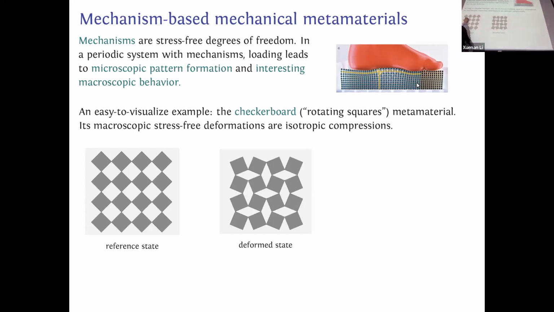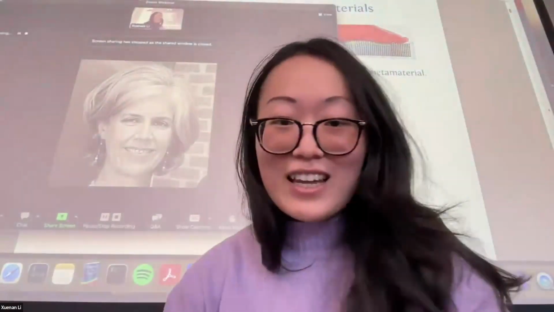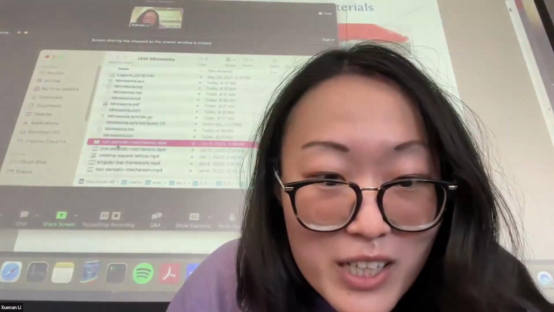If you rotate the black panels towards each other, it only costs you a small bending energy, compared to stretching the black panels, which costs a lot of energy. I will show you a deformation from here to here, which is only about rotating the black panels. If you use your imagination, you can see it, but let me show you the animation.